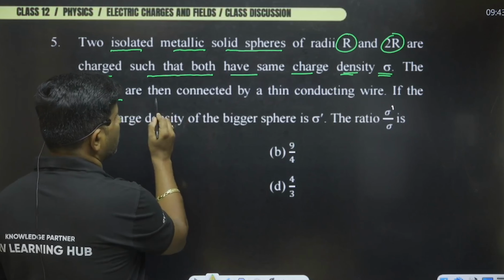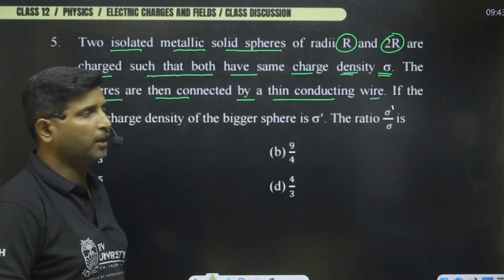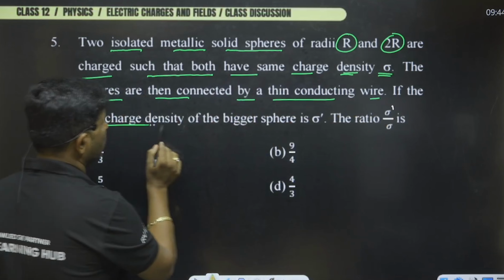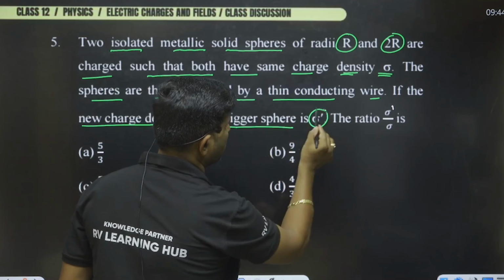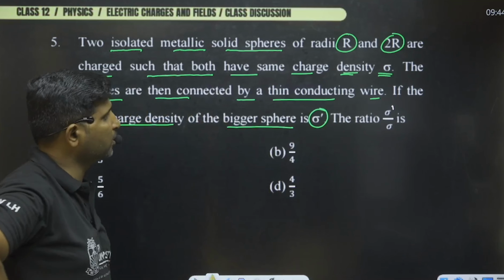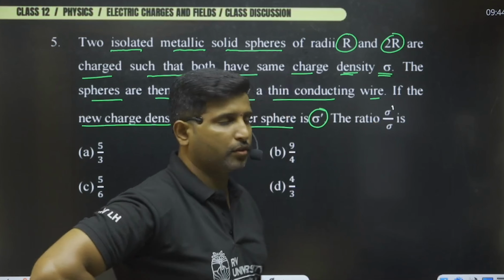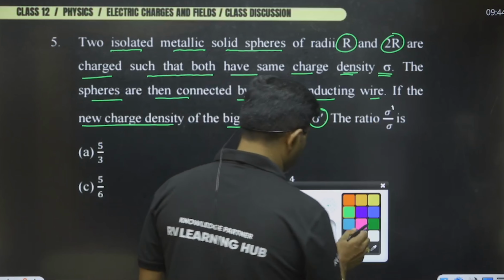The spheres are then connected by a thin conducting wire. If the new charge density of the bigger sphere is sigma dash, they are asking what is the new charge density of the bigger sphere. Then the sigma dash by sigma is. Okay. So how can we simplify? How can we approach this?